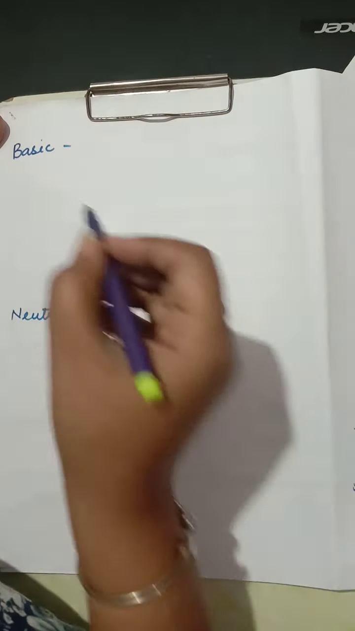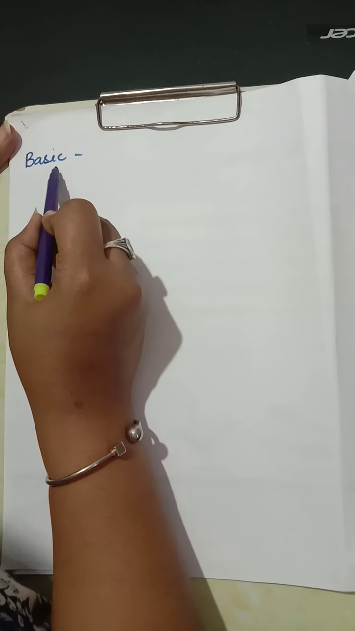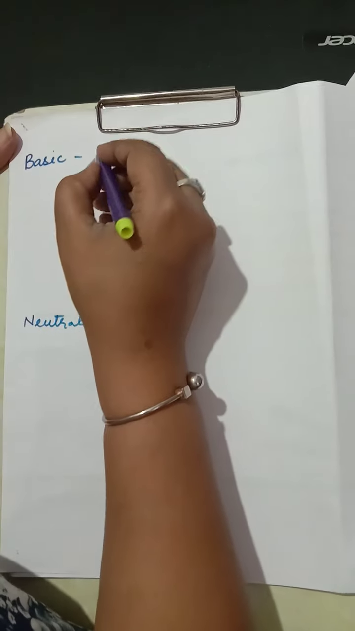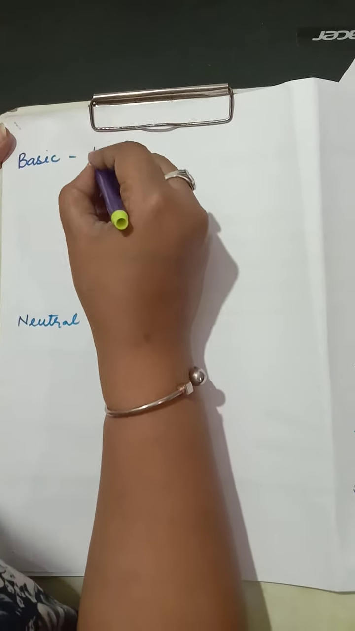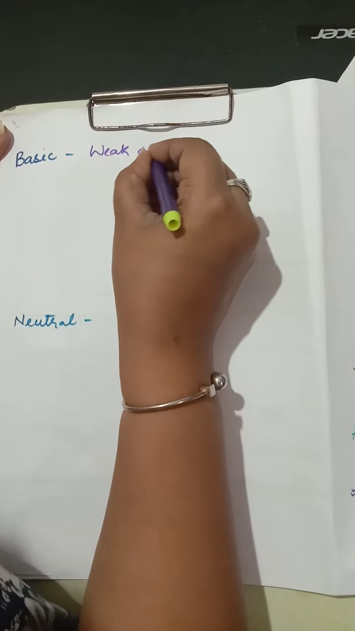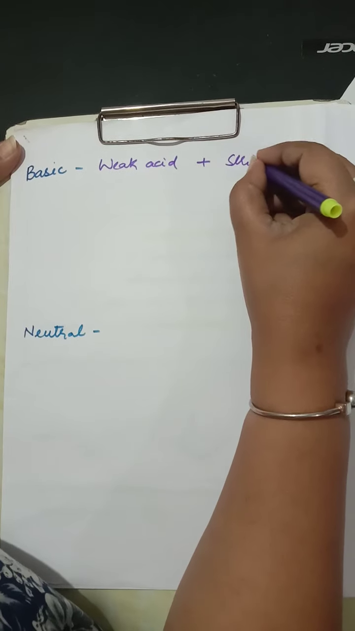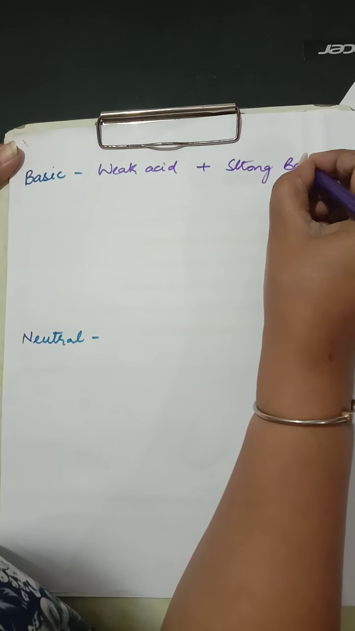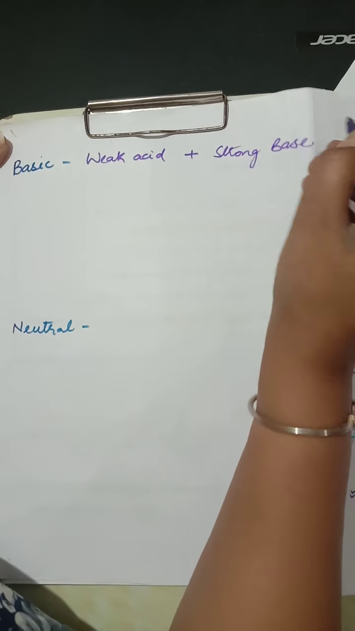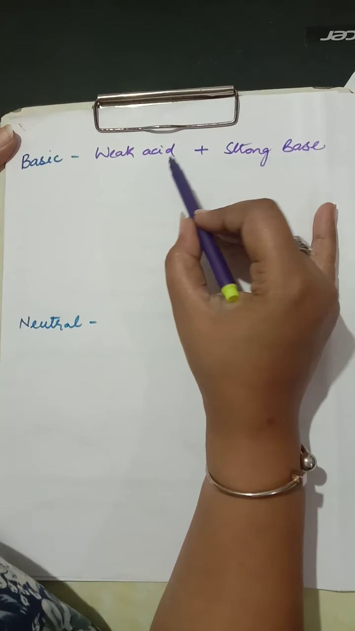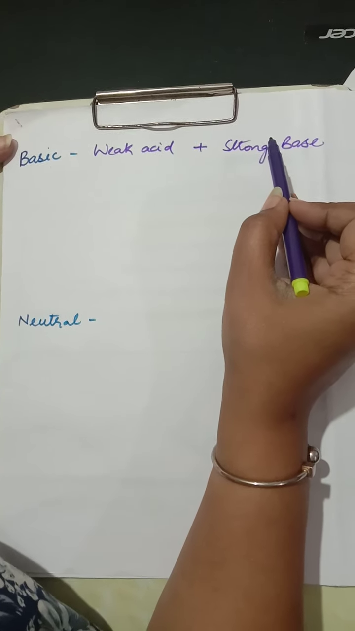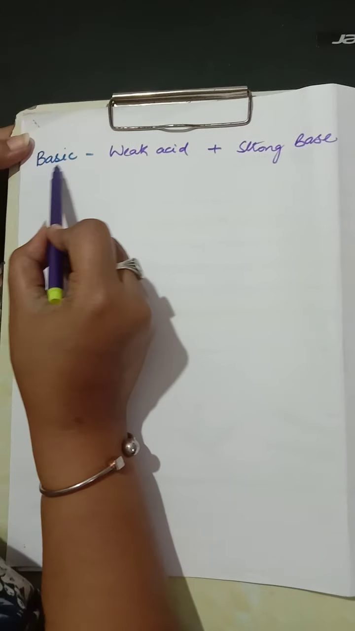Now, next type of salt, basic salt. Basic salts are formed by the combination of weak acid and strong base. Weak acid and strong base, when they react together, the salt which is formed is basic in nature.